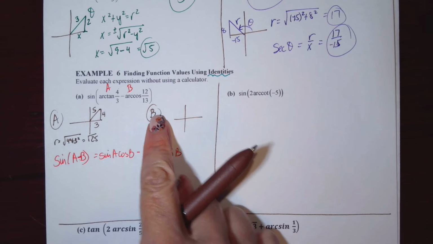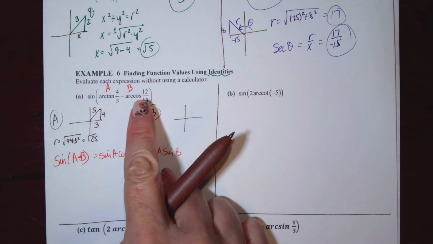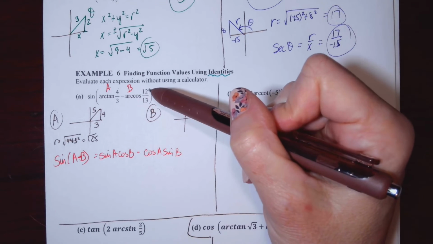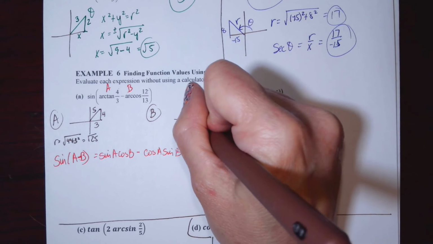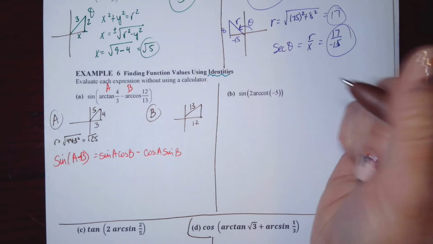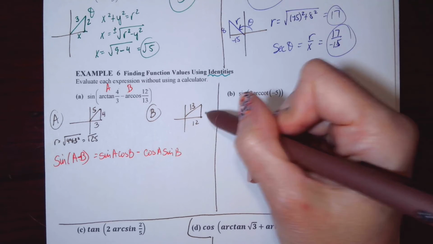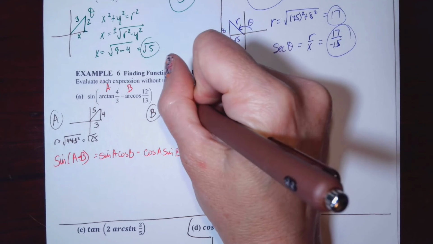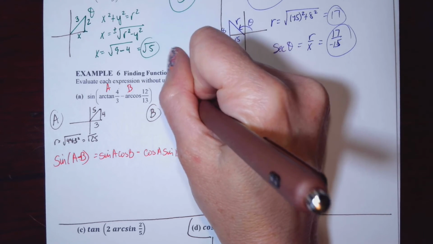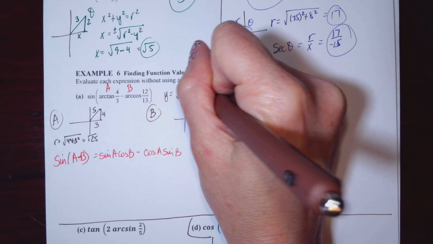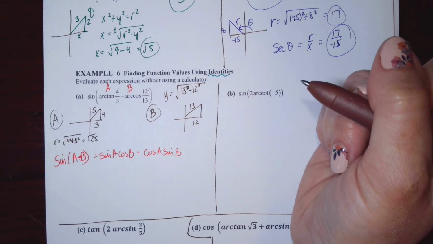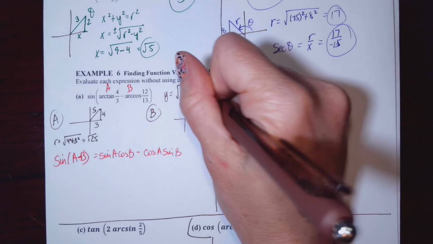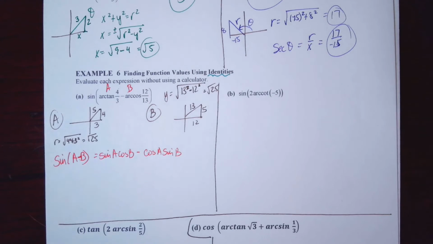For angle B, I've got arc cosine, also given a positive value, so I'm in quadrant 1. Cosine is x over r, so this is 12 and 13 like that, and I'm looking for a value for y. Pythagorean theorem. I know y is going to be positive because I'm in quadrant 1. R squared minus x squared is going to give me that value for y. 169 minus 144 is square root 25, so y is 5 here.